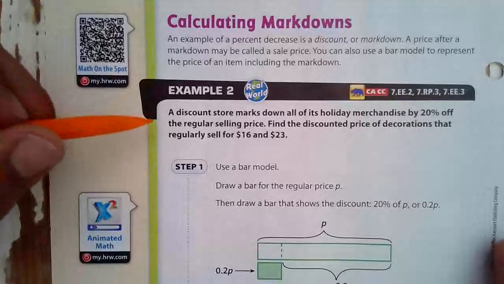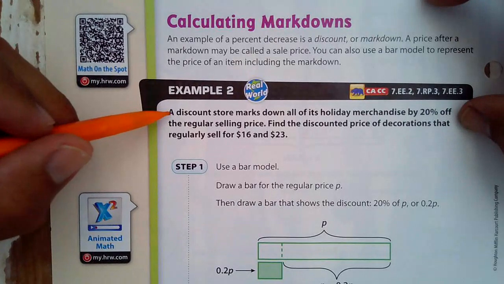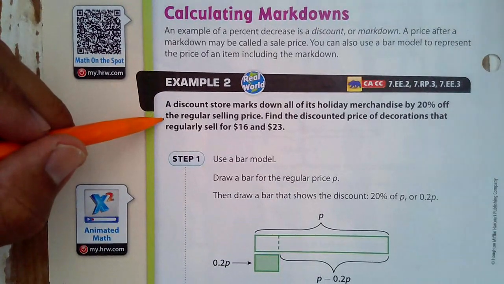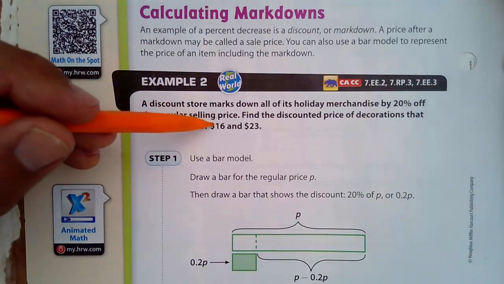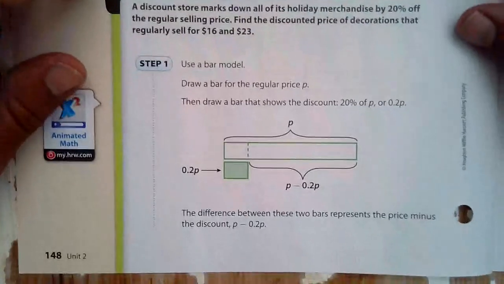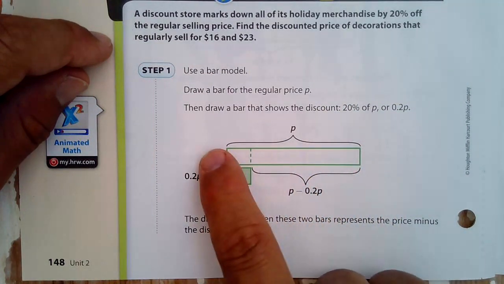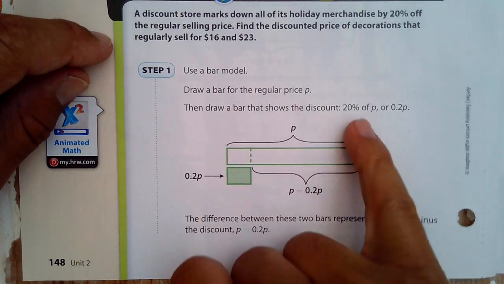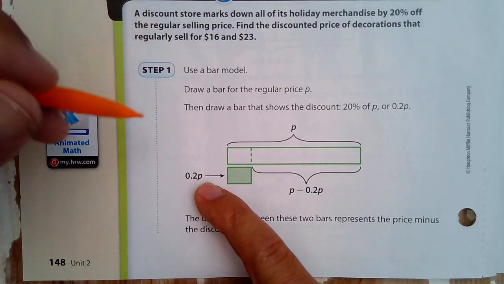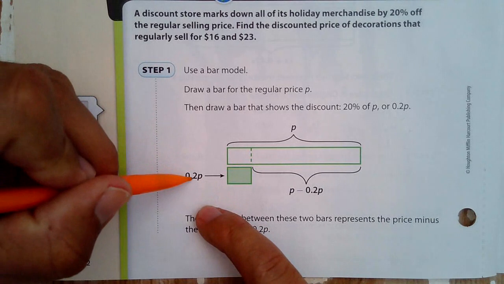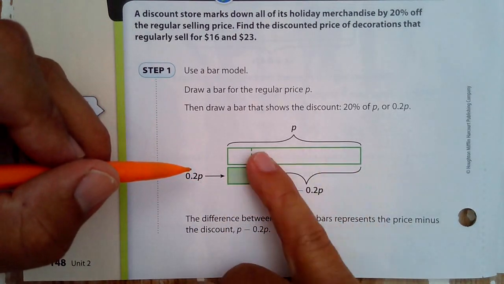Okay, so our discount store marks down all of its holiday merchandise by 20% off the regular selling price. Find the discounted price of decorations that regularly sell for $16 and $23. So in our bar model, the P is the regular price that you would pay for that item. And here's 20% of the P. So of means multiply, so that's 0.2 times P. So that's 20% of the entire thing.